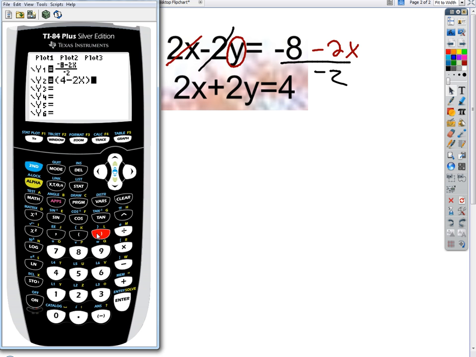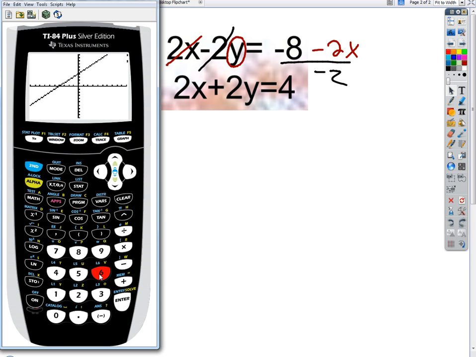I'm going to divide that whole thing by 2 in this case, by that 2, right? So just divide by 2, and it accomplishes the same thing as using the fraction. Everybody see that? I think it's actually a little quicker to do it that way. So now if I hit zoom 6, there's the first line, there's the second line, and we're just looking for the intersection.